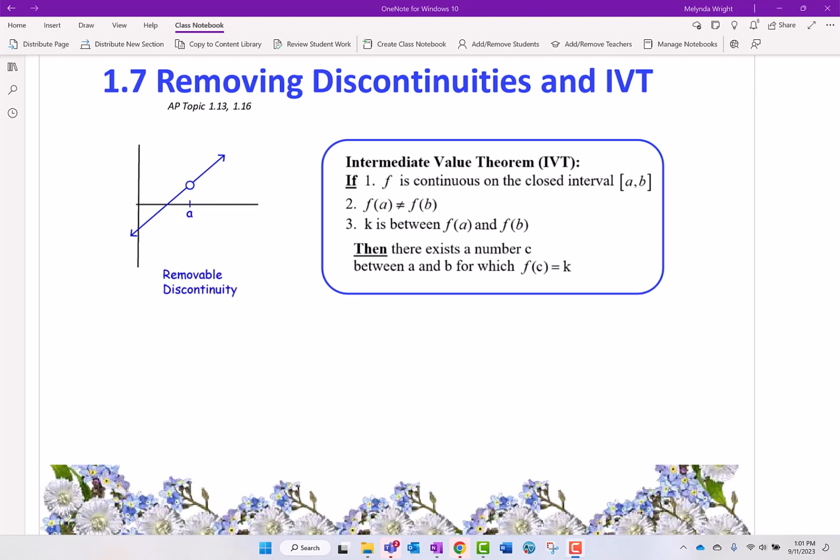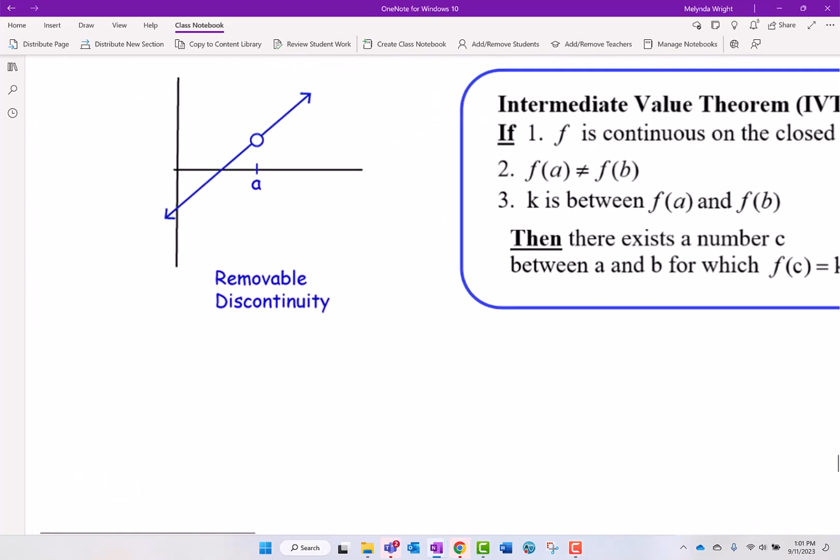All right, let's take a look at our lesson for today. We're going to be looking at two different topics, removable discontinuities and IVT, which is the intermediate value theorem. Okay, so let's talk about removable discontinuities first.